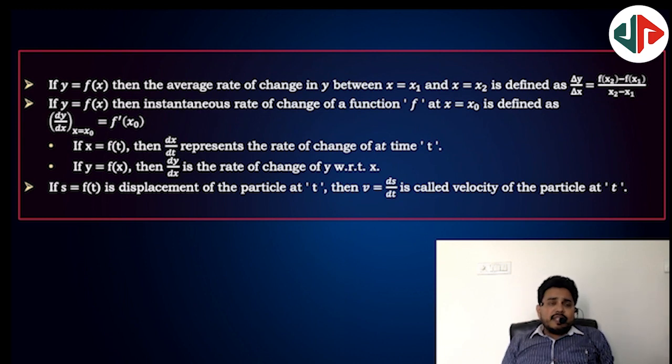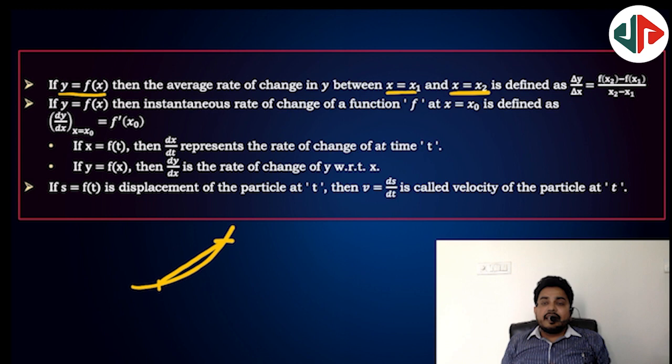So what is y is equal to f of x? The average rate of change in y, where x is equal to x1 to x is equal to x2. So the curve is like this. This is x1, f of x1, x2, f of x2. This slope, that is f of x2 minus f of x1 by x2 minus x1, is the average change in y.